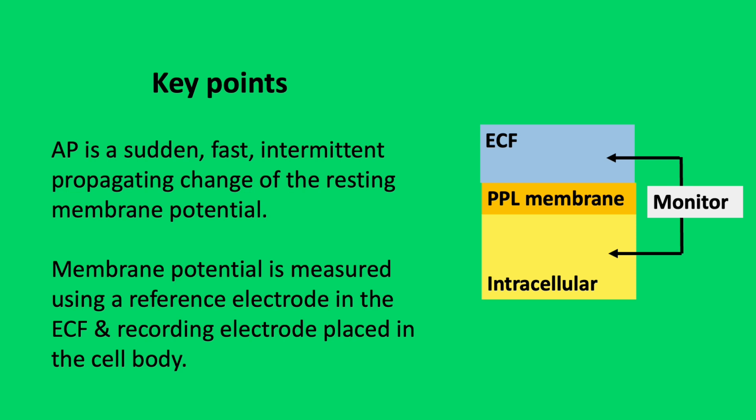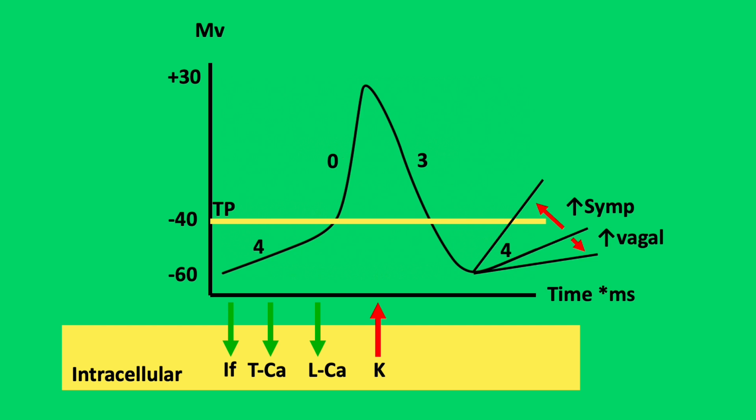The membrane potential is measured using a reference electrode in the extracellular fluid and a recording electrode placed in the cell body. This electrical potential difference is called the membrane potential. Nodal action potentials have no true resting membrane potential but generate a regular spontaneous action potential.